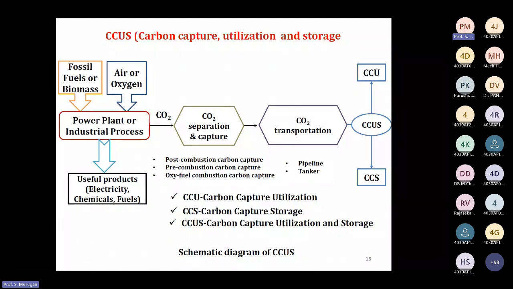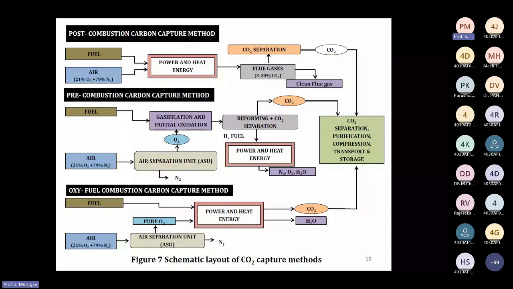Now, CO2 separation and capture, that can be given in three terms called post combustion carbon capture, that is first one. Second one is pre-combustion carbon capture. And the third one is oxy-fuel combustion carbon capture. Now, as I told, you have three categories of carbon capture method. Now, all these three types or categories are given in one single plot or single page.